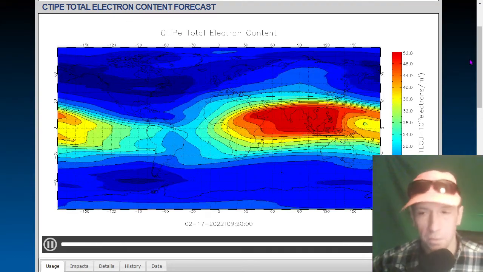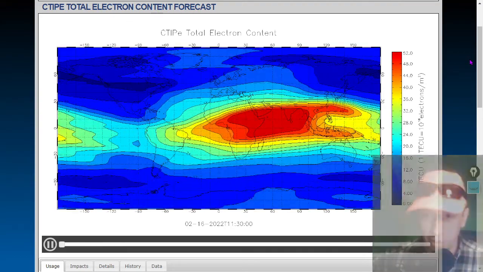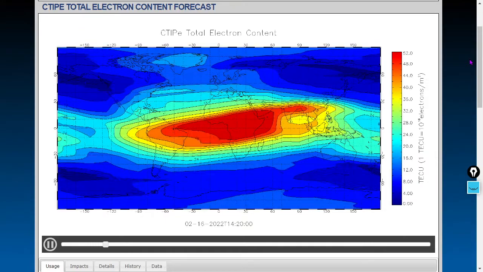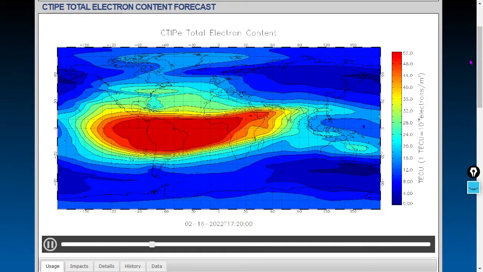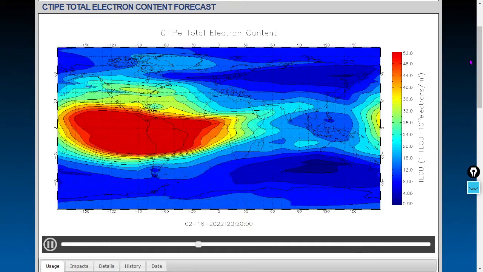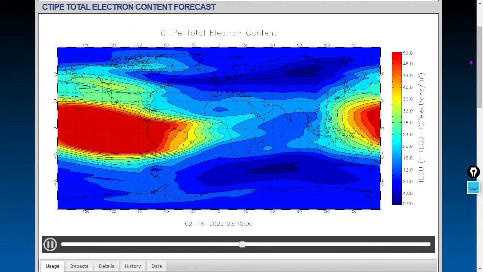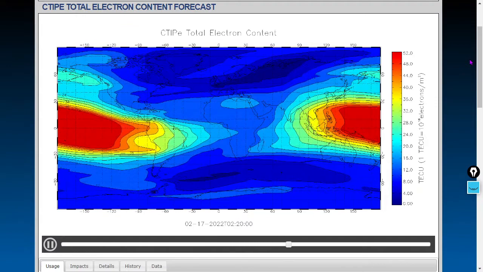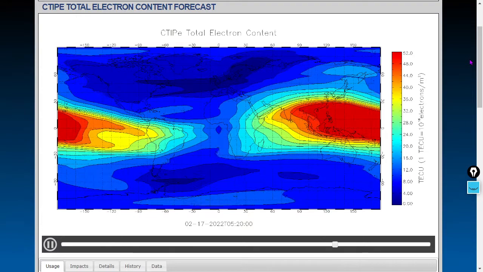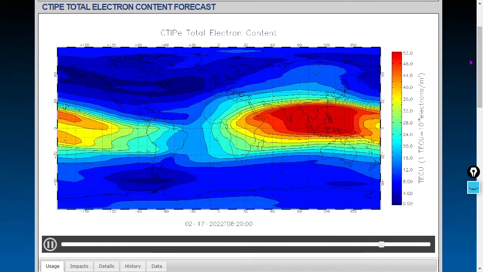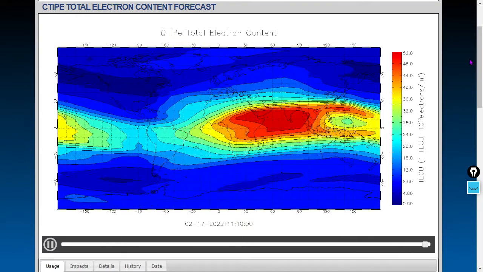Hey there, everybody. We're back for daily space weather video number 3 of 3 on the day, starting out with the total electron content forecast. We are seeing some chaos in the electron bands here, some GPS errors over Canada and other parts of North America, also nighttime GPS errors over Antarctica. We'll let it play through a second time here.